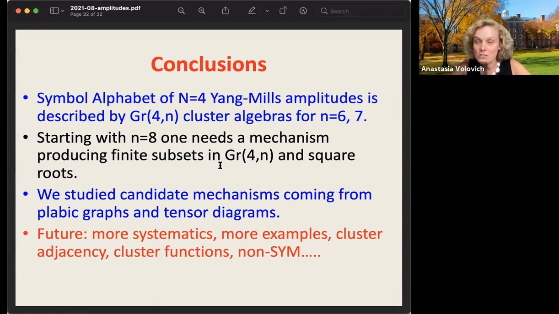There are lots of obvious questions, lots of work. It would be nice to have this more systematically, especially with Plabic graphs. It would be good to do more examples on the amplitude side. I hope Lee and Zhang can help. Everything I talked to you about was the problem of the mathematical description of the symbol alphabet. Of course, then you would like to study functions and cluster adjacency and generalize some of these methods to non-supersymmetric angles. So I will stop.